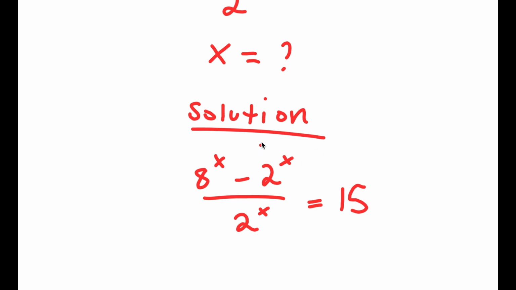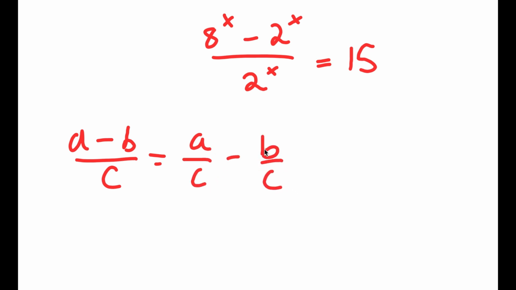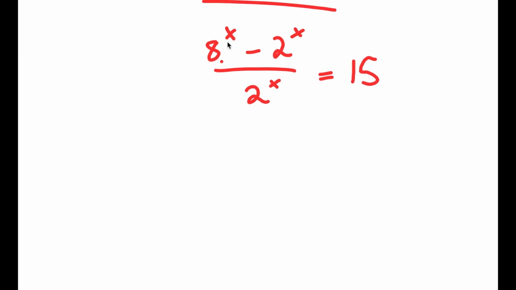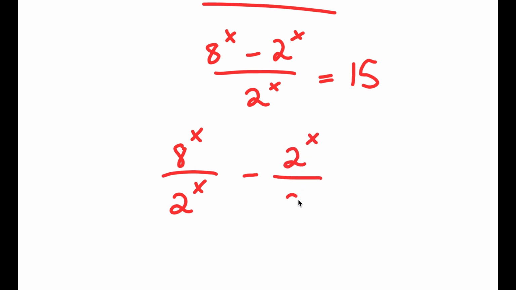And if I have something in the form (a minus b) over c, this is the same thing as a over c minus b over c. So this is a property of fractions. So for here, (a to the power of x minus 2 to the power of x) over 2 to the power of x, I can rewrite this as a to the power of x over 2 to the power of x minus 2 to the power of x over 2 to the power of x, which is equal to 15.